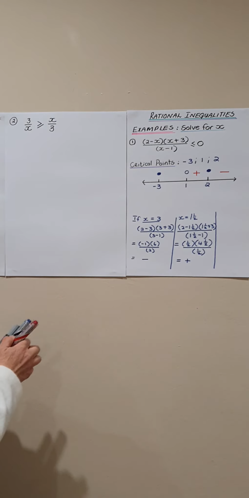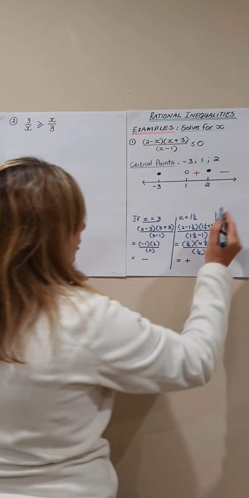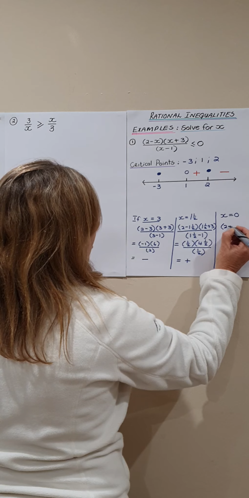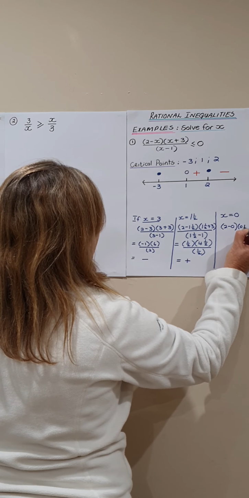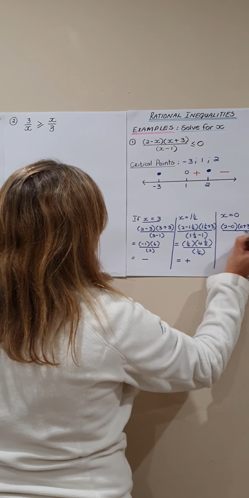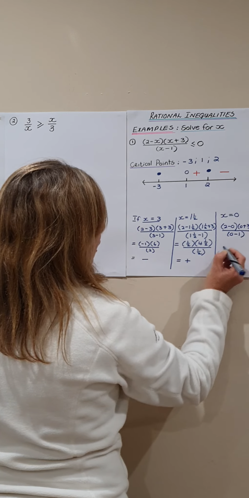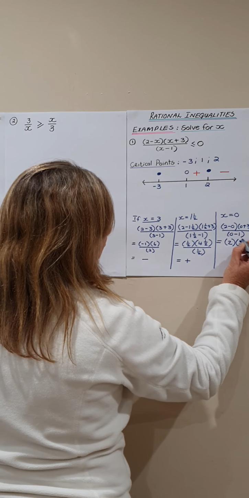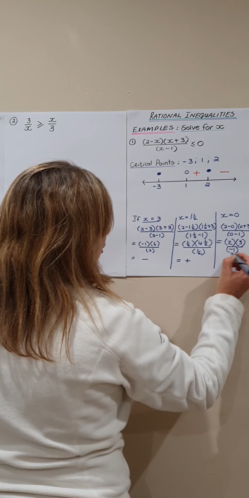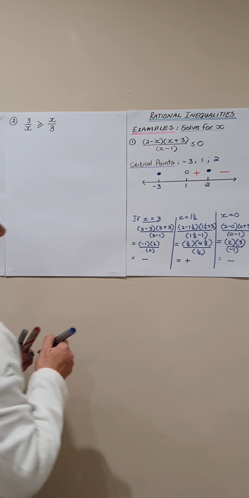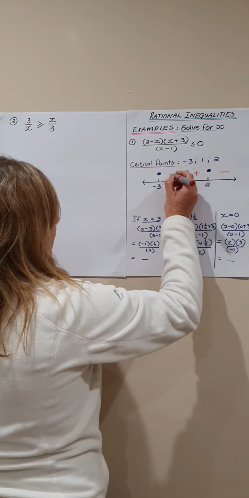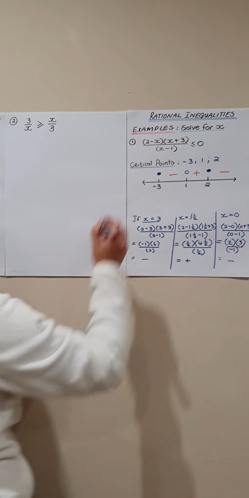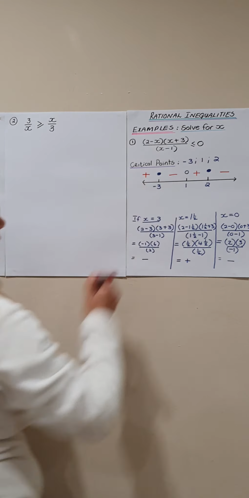Now between minus 3 and 1, we can substitute 0. What happens if x is 0? I'm going to have 2 minus 0, 0 plus 3, over 0 minus 1. This gives me a 2, a 3, and a negative 1, so my answer here is going to be negative. Now, if I substitute minus 4, I will find that my answer is going to be positive.